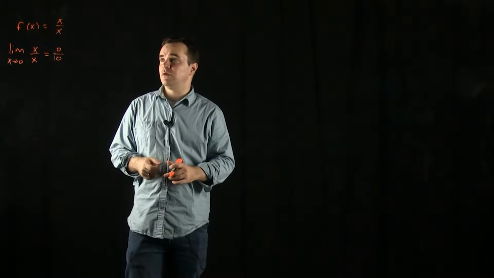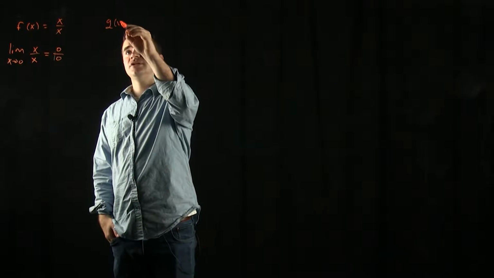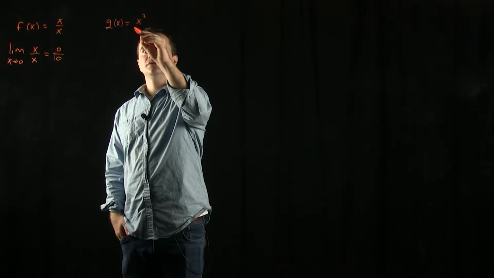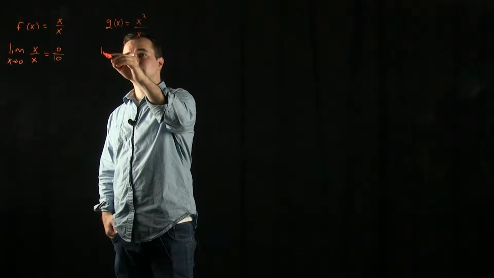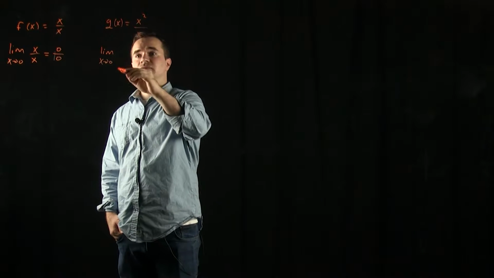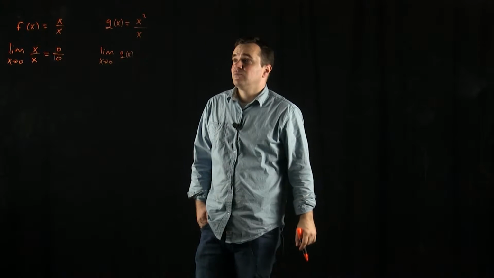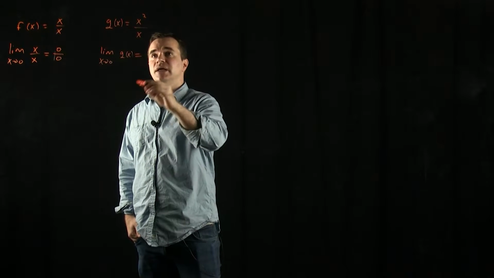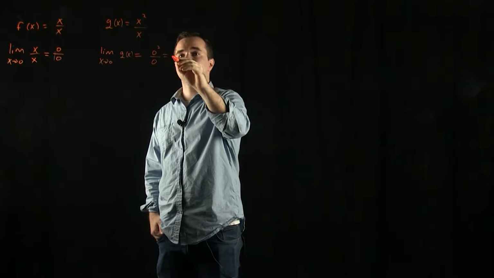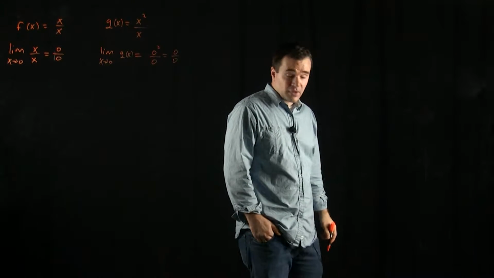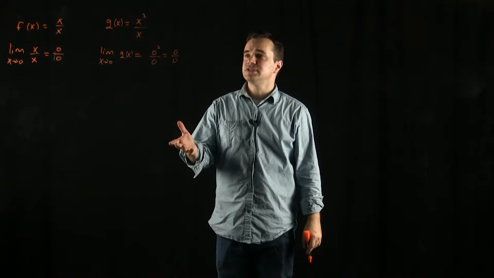But there's a problem, because what if I looked at a new function? What if I looked at g of x equals x squared over x? And so what if I took the limit as x goes to 0 of g of x? And what can I do with this? Well, if you try to plug it in, you'll get 0 squared over 0, which is, of course, just equal to 0 over 0. And you might try to trick yourself and say, well, maybe this is still going to be 1. What is this limit, by the way?